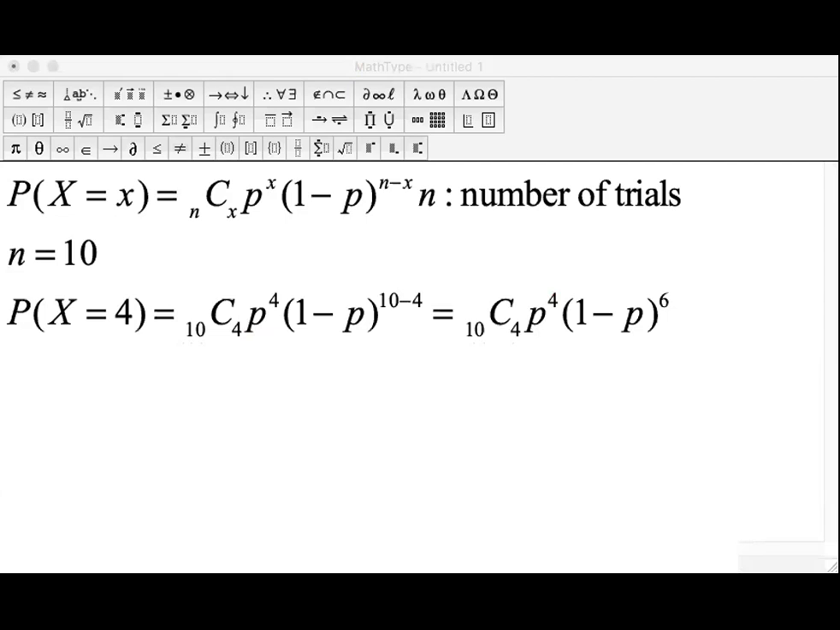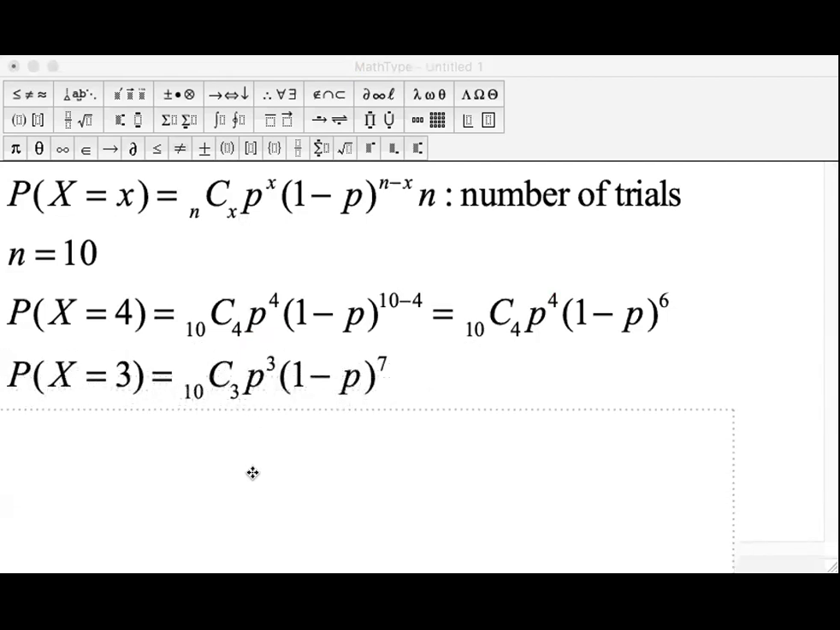So let's take a look at this same example now using different values. Let's take x equal to 3. Then with x equal to 3, we have 10 again, because that's the number of trials, 10 choose 3. P is now raised to the 3rd power because we want 3 successes. And then the complement, 1 minus p, is raised to the 7th power. And what's 3 plus 7 on a good day? It's 10. So these 2 numbers will always sum to 10.